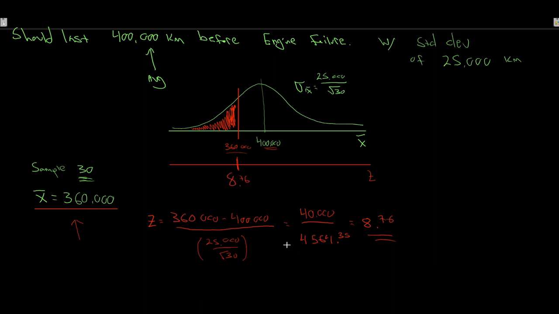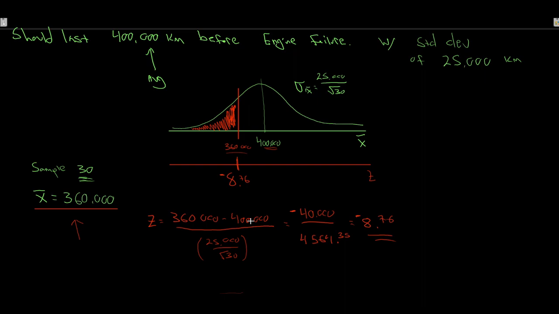8.76. You can go to your table, you can try to look up 8.76. You'll find that the table typically maxes out at a value of about 3.09, with a value of 0.49999. I'm sorry, I'm being lazy, this is negative. Here we have a Z value of negative 8.76. This is a pretty extreme Z value.